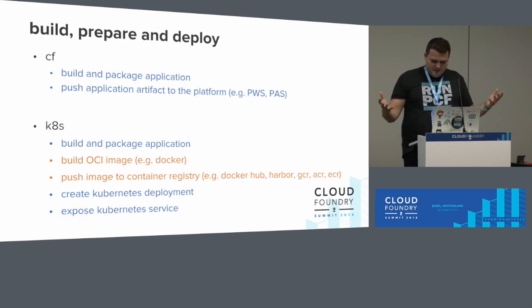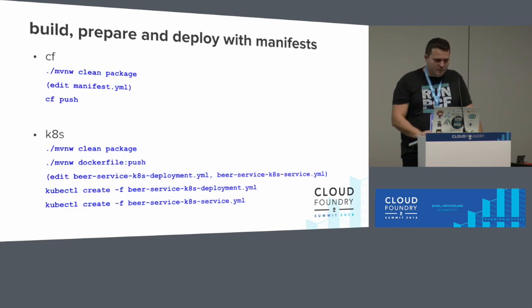So these things are very similar, right? CF push, and on Kubernetes, build an image, run an image. Essentially, there is an extra step where I need to build my image and push it to a container registry. I can deploy it with manifests.